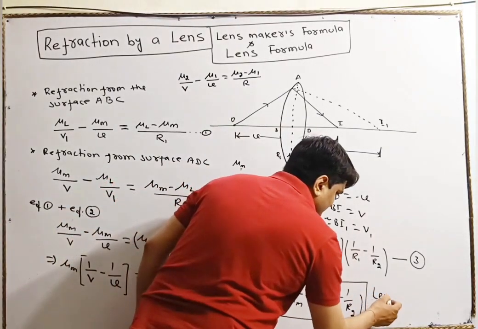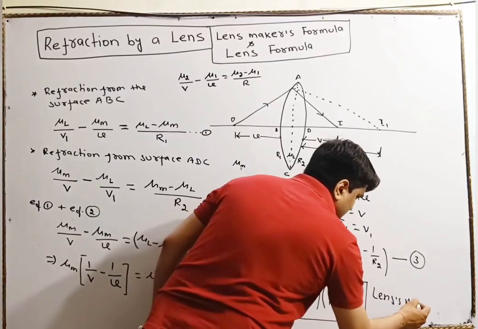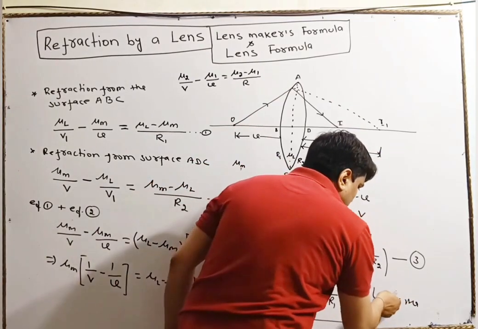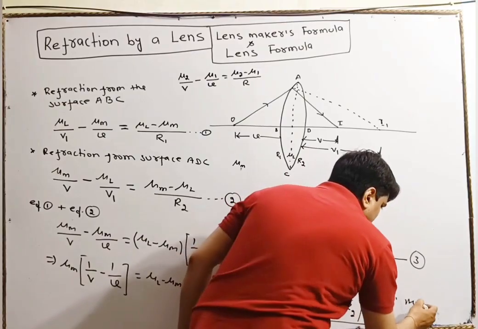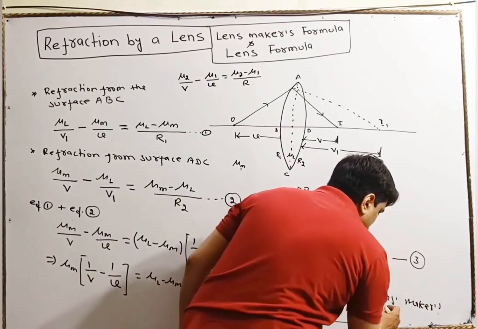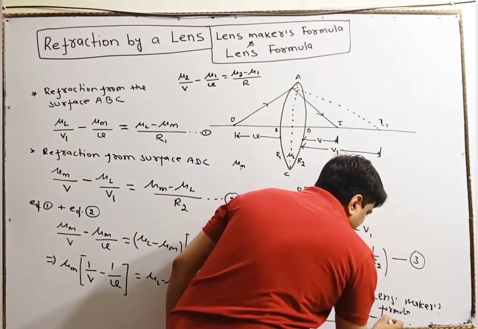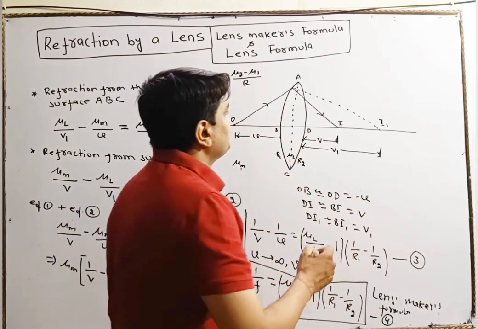This equation is known as the lens maker's formula. This is called the lens maker formula, and name it as equation number 4.